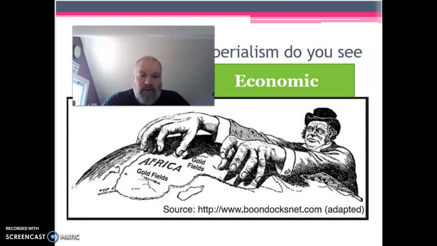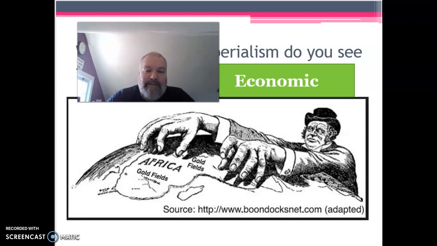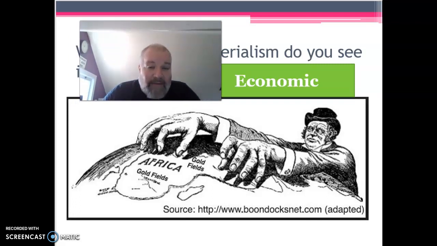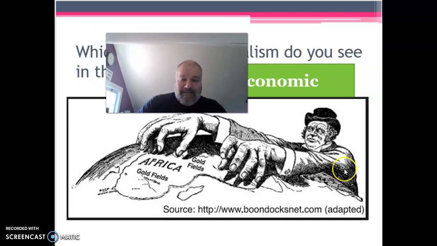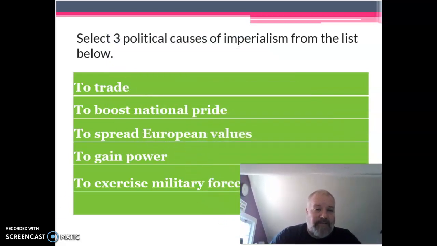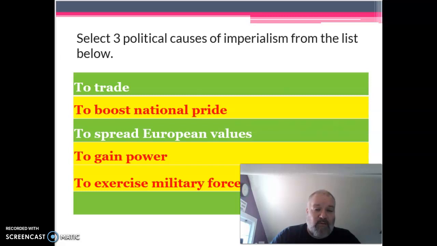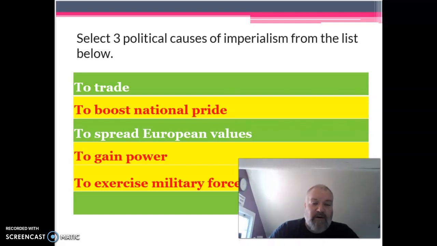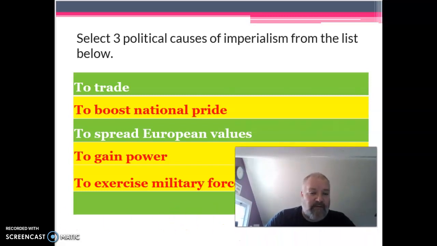Okay, what's the main cause of imperialism that you see in this picture? You may be asked to read graphs on tests and stuff. This is a great picture that shows that it's economic, because this guy's grabbing at gold, which is money. And then the three political causes of imperialism on this list are to boost national pride, to gain power, and to exercise military force.